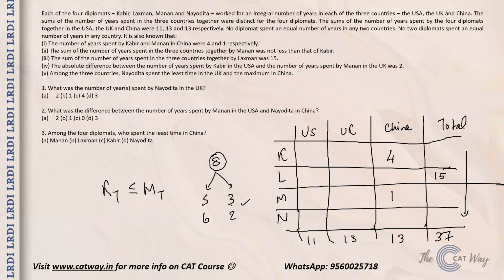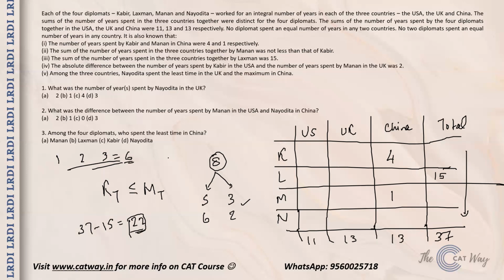Now you also see one thing: no diplomat spent an equal number of years in any two countries. So they have spent at least 1 year and no one has spent equal, so the minimum they can have is 1, 2 and 3. So minimum everybody is going to spend 6 years out of 37. You have the data of 15 for Lakshman, so the remaining is 22 years, and nobody is going to spend less than 6 years. So what are the possibilities that you have?